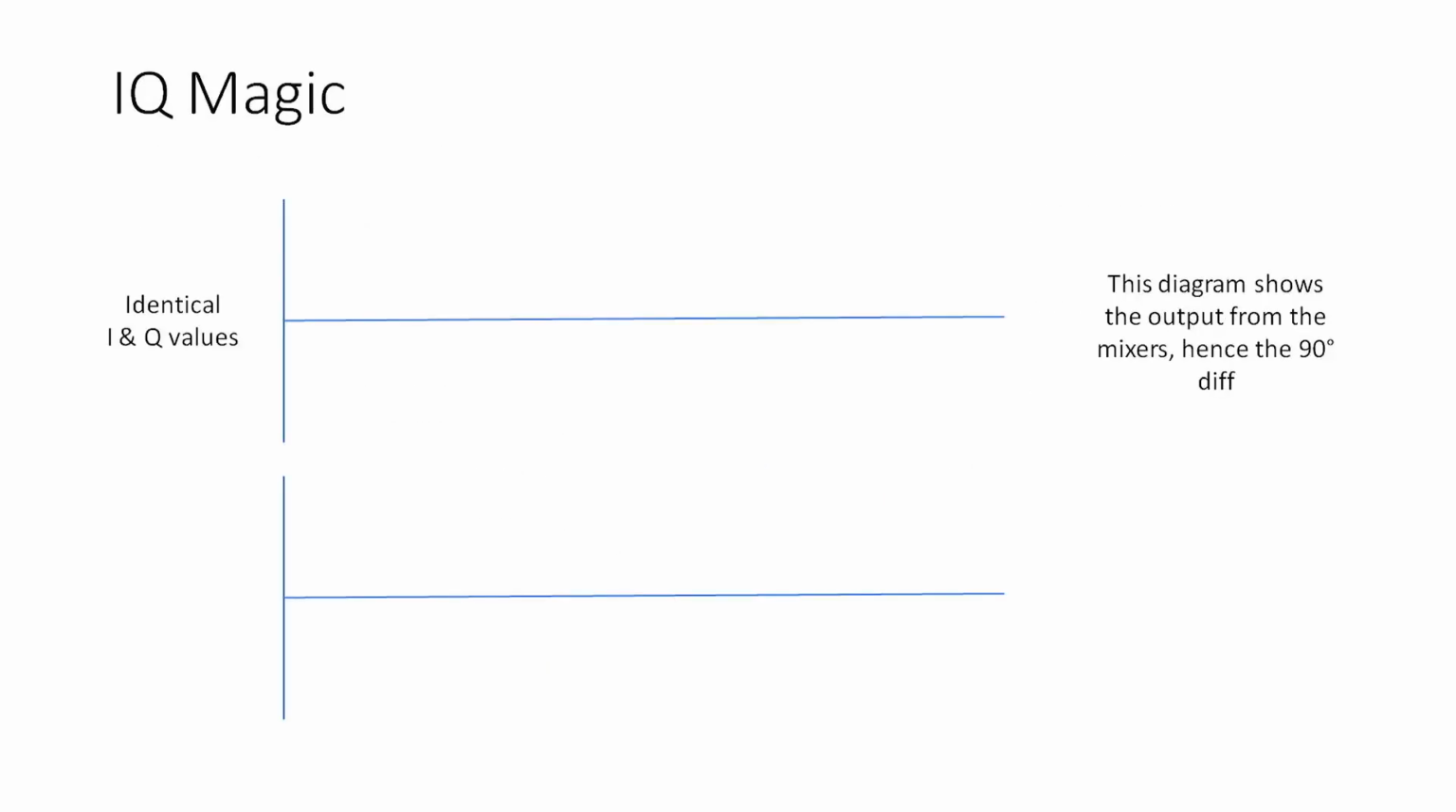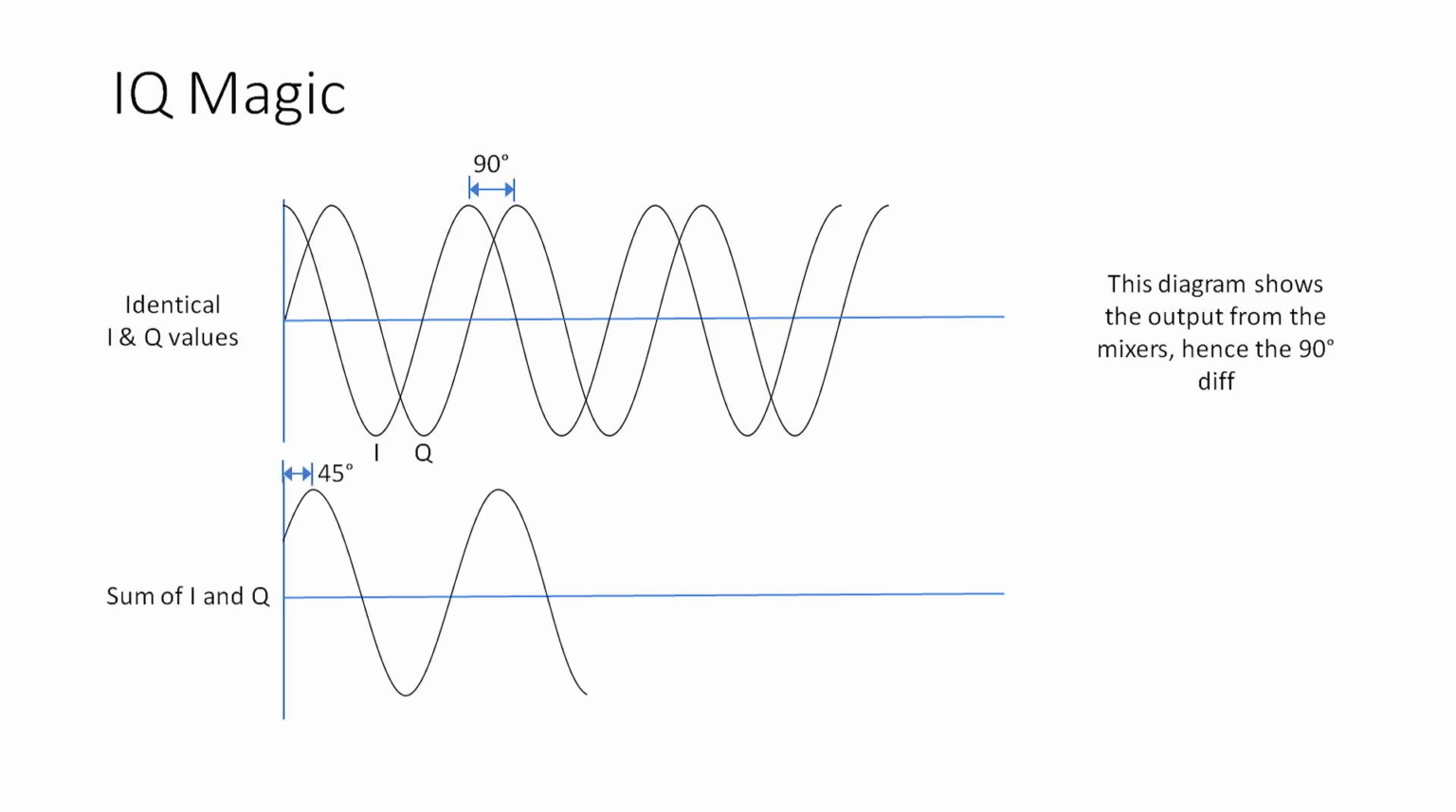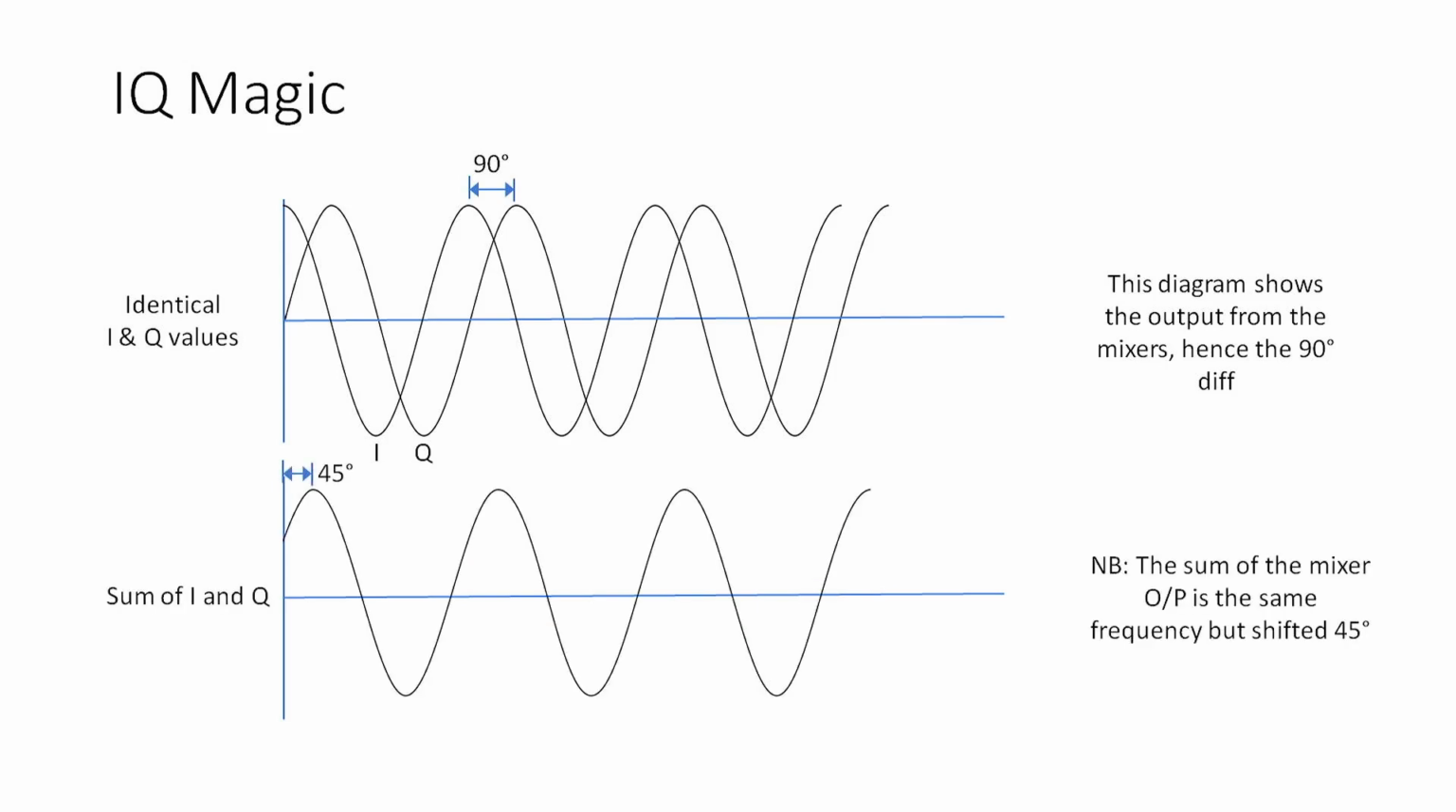So if we put identical values in the I and Q signal, like so, that's the I signal, that's the Q signal, so they end up 90 degrees out of phase. If you add those two together, that's the output here, this is what you'll get. Not a big surprise, adding those two together produces another sine wave, but it's just 45 degrees shifted. It's exactly the same frequency, it's just shifted by 45 degrees, because you're dealing with one at 0 degrees and one at 90.